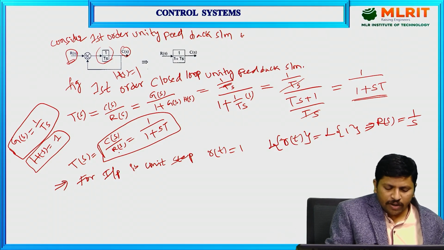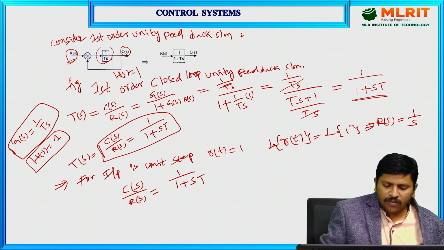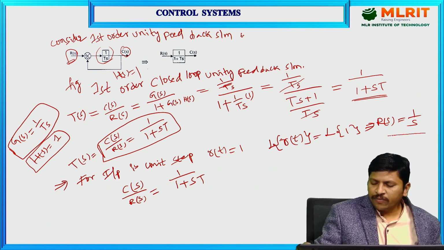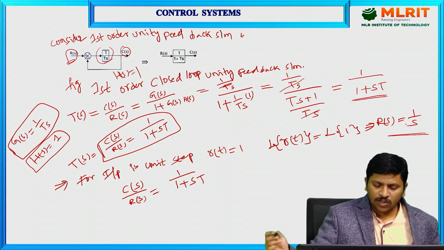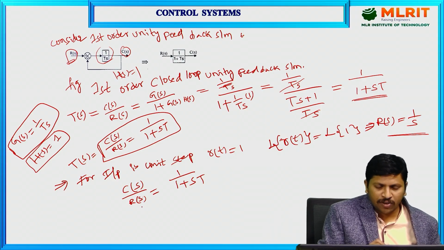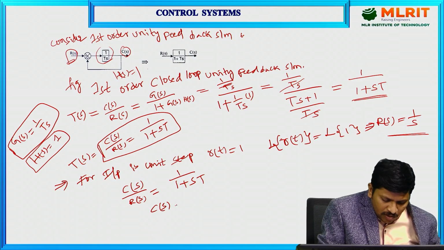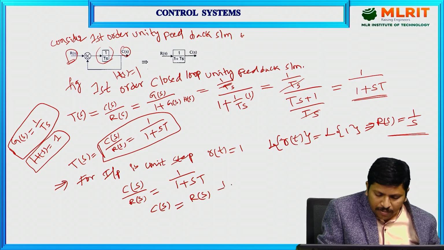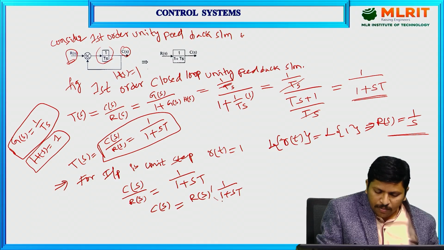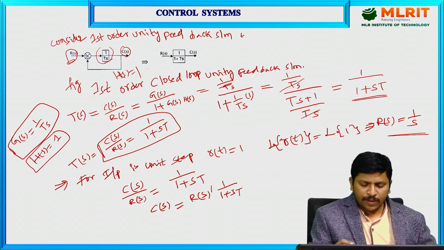The transfer function C of s by R of s equals 1 by 1 plus sT, right? We know R of s equals 1 by s for a unit step input. Just substitute in place of R of s: C of s equals R of s into 1 by 1 plus sT.